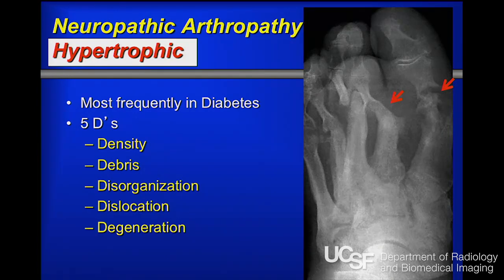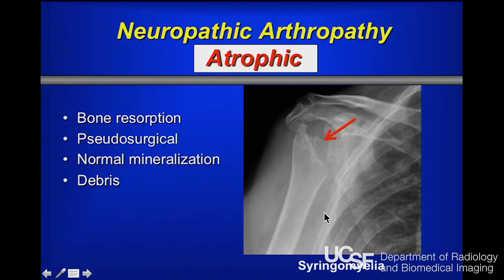You see pretty destroyed joints. I mean, this is not just an inflammatory, slowly decaying joint. This is a completely destroyed joint where you have destruction, sclerosis, debris, and sometimes periosteal new bone formation. So this whole thing is really falling apart. And there's a hypertrophic type, which is more frequently found with diabetes, and there can be an atrophic type, which is found sometimes with syringomyelia.